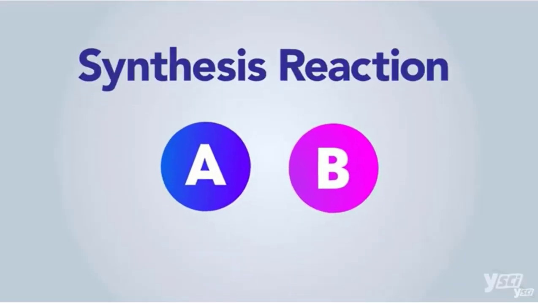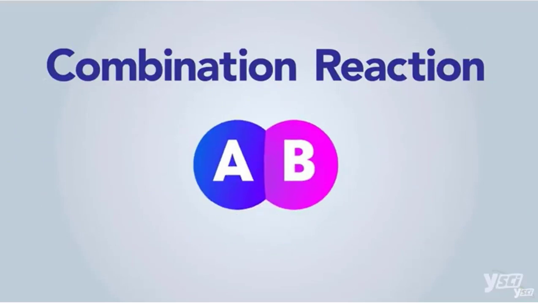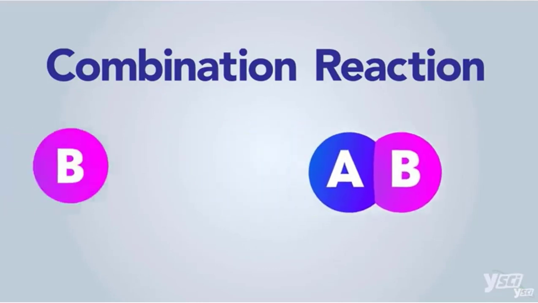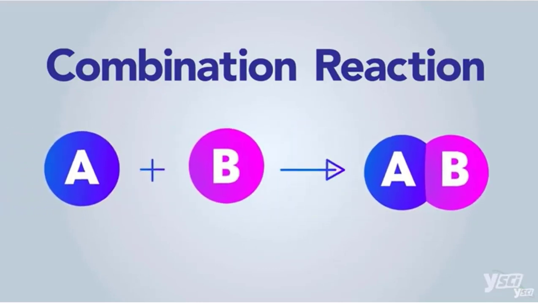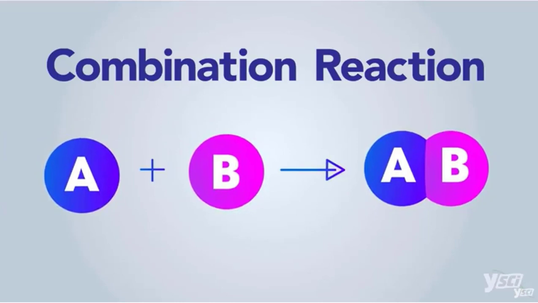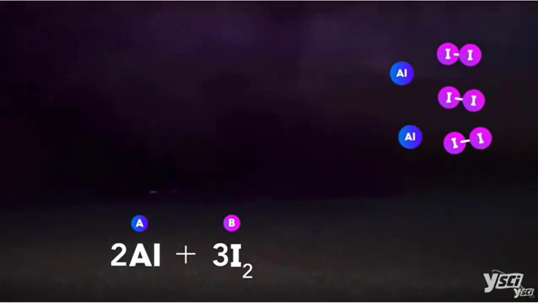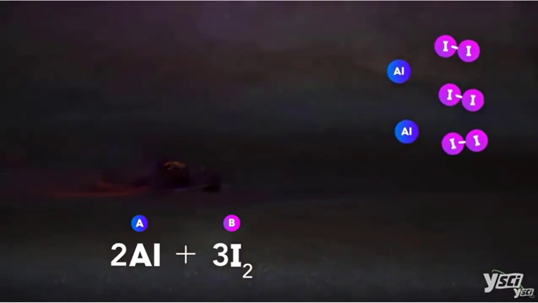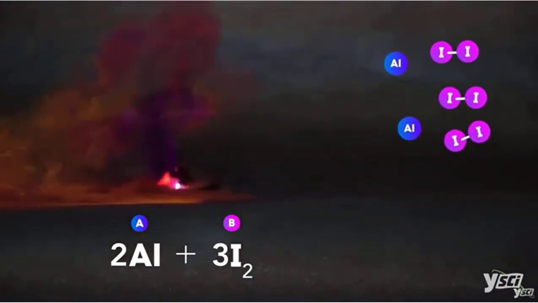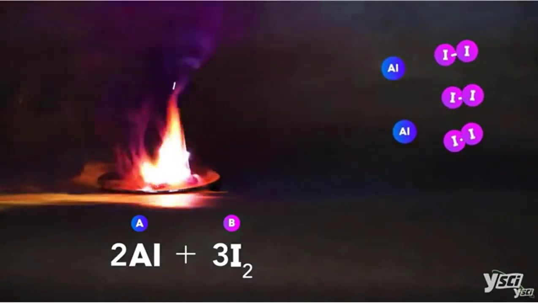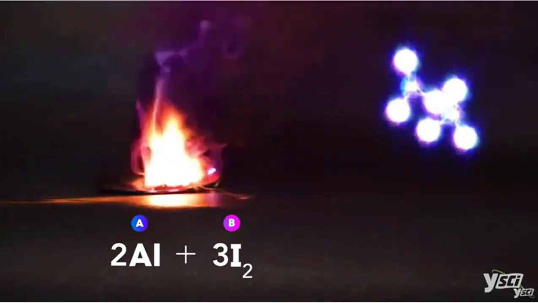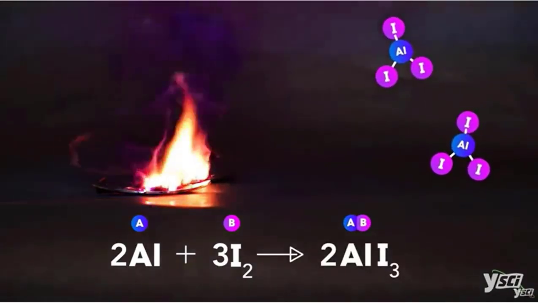In a synthesis reaction, or combination reaction, 2 or more substances combine to form a single product. You can use the generalized formula A plus B yields AB to predict the products of a synthesis reaction. Here, aluminum is mixed with iodine. Aluminum is covered with an oxide layer, which protects it from constantly reacting. However, a little water removes that protective layer and enables the reaction to take place. Initially, you see the purple iodine gas released, then aluminum sparks, and finally, a product, aluminum iodide.